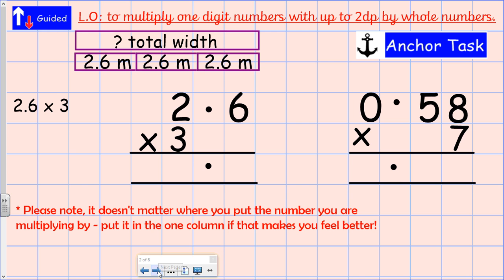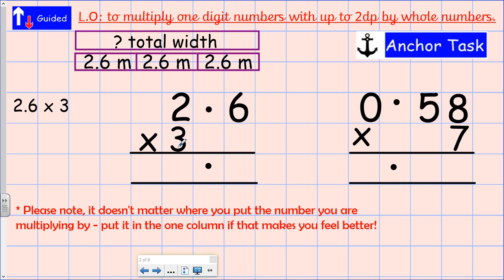So the first bit, we should be doing 2.6 meters times 3. I've set it out with the 3 underneath the 2 here, but there is just a little note. It actually doesn't matter where you put the number that you're multiplying by. It really doesn't matter too much. I've put down here, put it in the column that makes you feel better. I've put it in the ones column. If that makes you feel better, do the same.